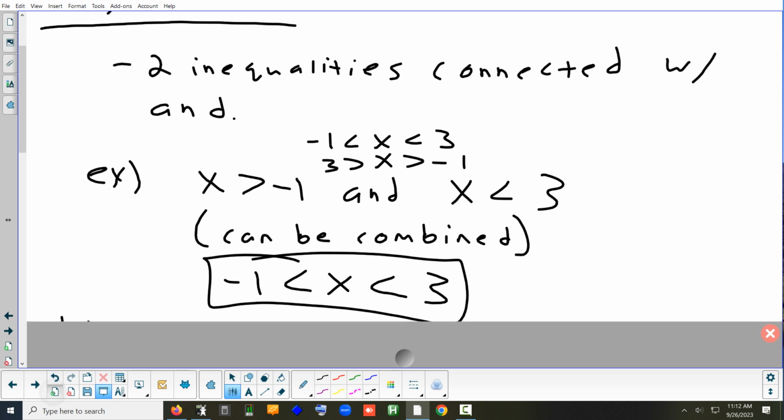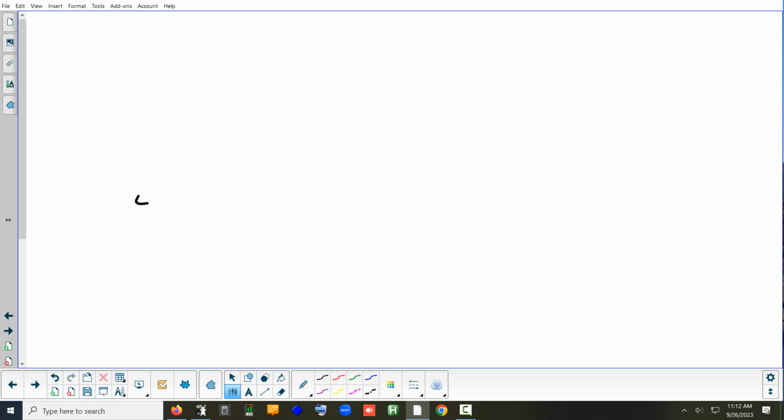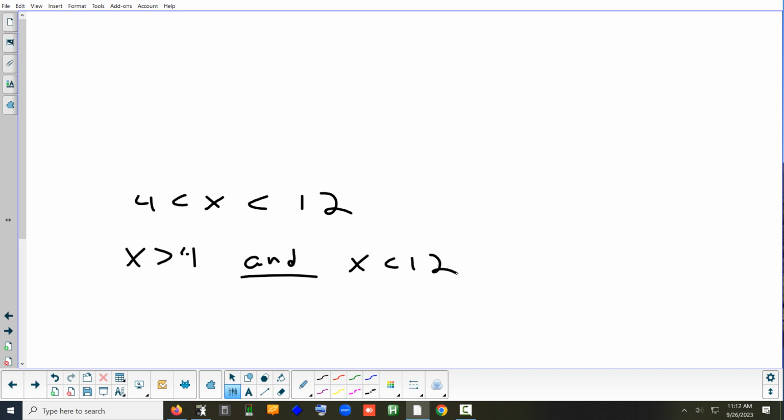Like if I had something like this, let's say 4 is less than x, less than 12. How would you write that as two separate statements? x is greater than 4, and then x is less than 12. Yeah, and just make sure you put the word and. x is greater than 4, and what was the second one? x is less than 12. Yep. Perfect.